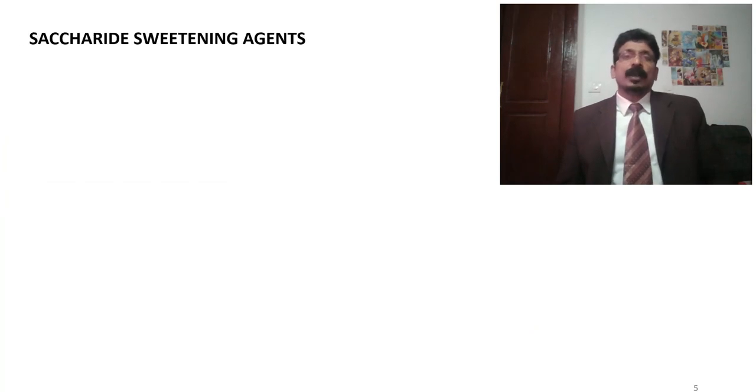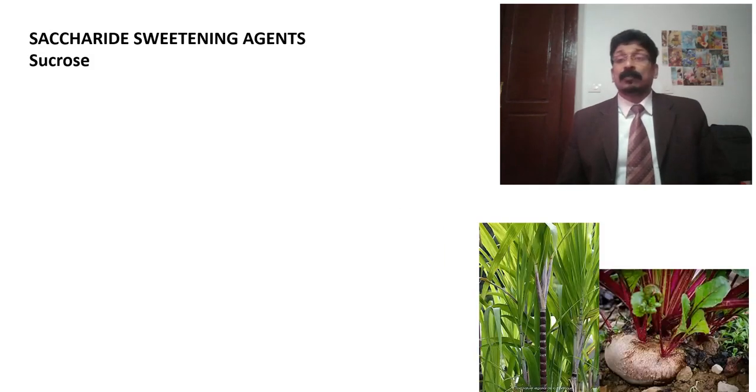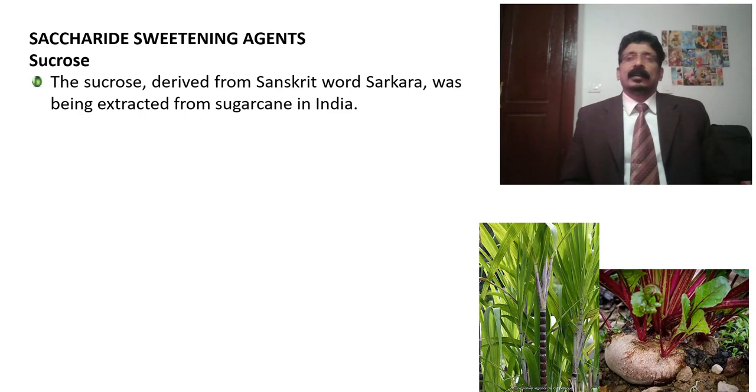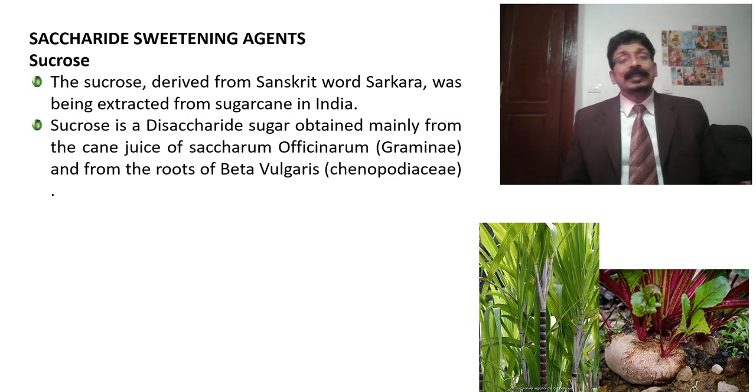So here we come to the first examples: saccharide sweetening agents and non-saccharide sweetening agents. You remember that sucrose is a natural saccharide sweetening agent. Everybody knows it is taken from cane sugar, and it can also be prepared from beetroot. The word sugar is derived from the Sanskrit word sakkara, as it was first extracted from cane sugar in India. Sucrose is a disaccharide, sugar obtained mainly from cane juice.